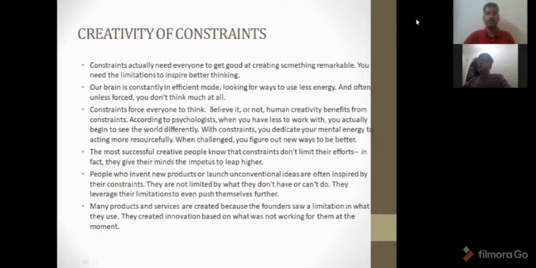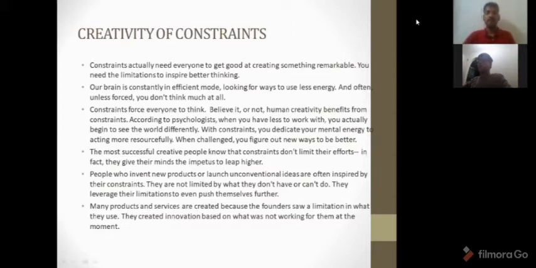According to psychologists, when you have less to work with, you actually begin to see the world differently. With constraints, you dedicate your mental energy to acting more resourceful. When challenged, you figure out new ways to be better. The most successful creative people know that constraints don't limit their effort. In fact, they give their mind the impetus to leap higher.